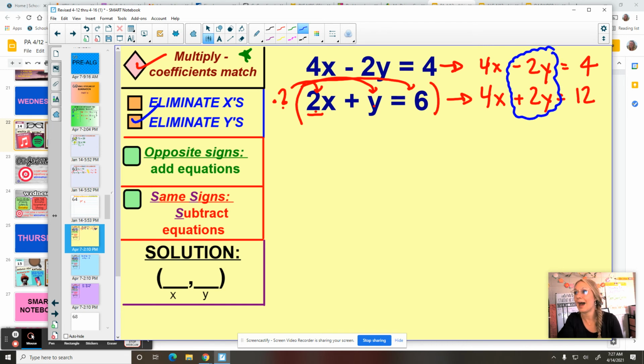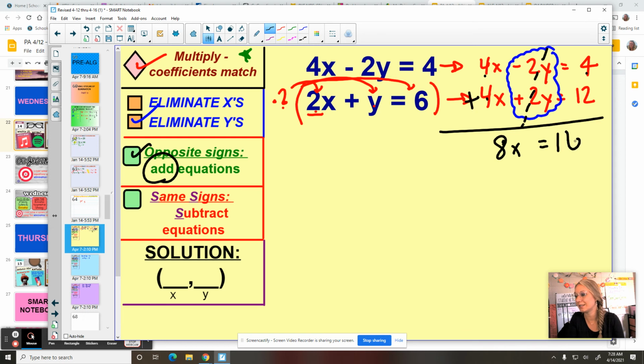So here we go. I see that I've got minus 2y plus 2y. Because those are opposite signs, we're going to add our equations here. So these go away, they eliminate. And I'm going to add going down. 4x plus 4x gives me 8x. Remember, these are gone. Equals 4 plus 12 is 16. Now I just divide both sides by 8, and I get that x is equal to 2. And you've already solved for one of your variables. Plug that into your solution right away.